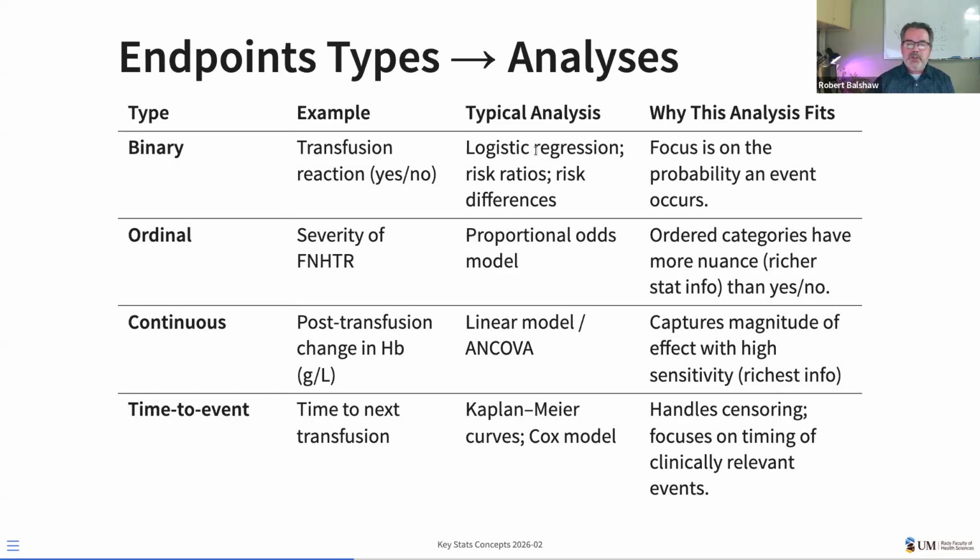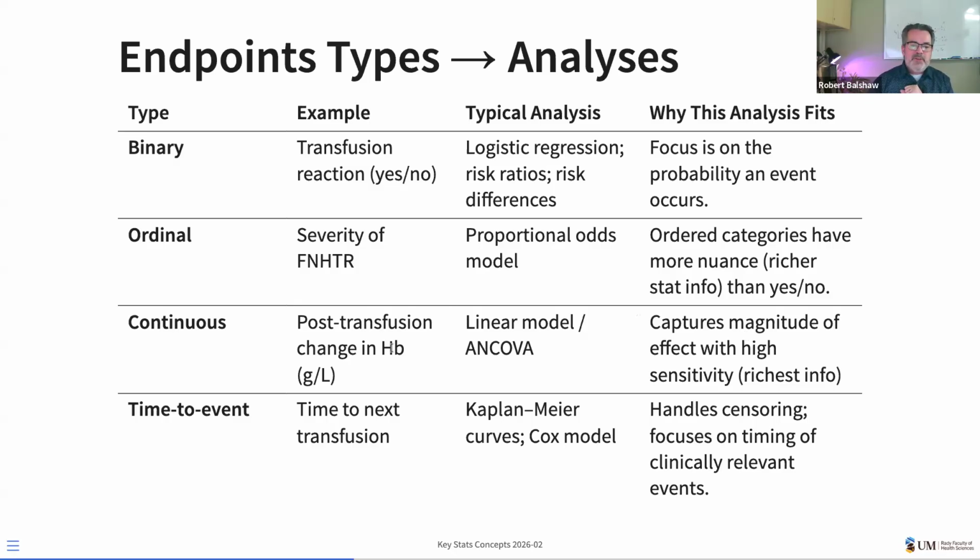And that's a generalization of the logistic regression model, in which you recognize that we don't just have a binary outcome, we have an outcome that can take on several different levels. You could even say that the logistic regression is a special case of the proportional odds regression. And the analysis is a nice one in that the ordered categories will have more nuance. They capture richer statistical info than just, yes, there was an adverse event, or no, there was not an adverse event.